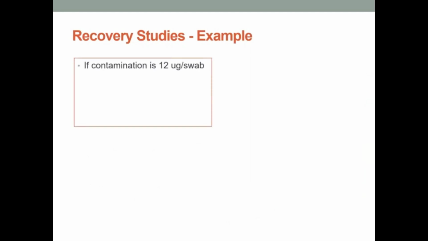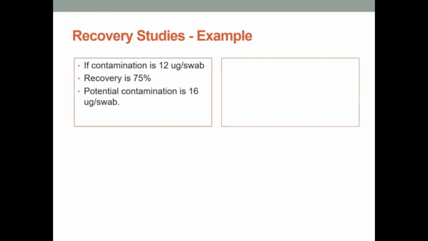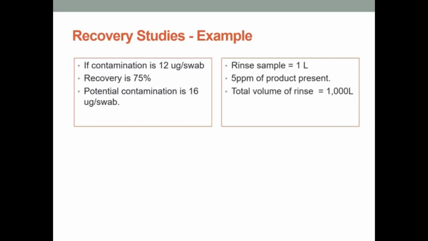For example, if your contamination is 12 micrograms per swab, the recovery is 75%, then you know your potential contamination was 16 micrograms per swab. Using a rinse example, if your rinse sample was 1 litre and you found 5 ppm of product present, so 5 parts per million of product present, your total volume of rinse is 1000 litres. Therefore, you've got 5 milligrams per litre present, which gives you 5 grams.